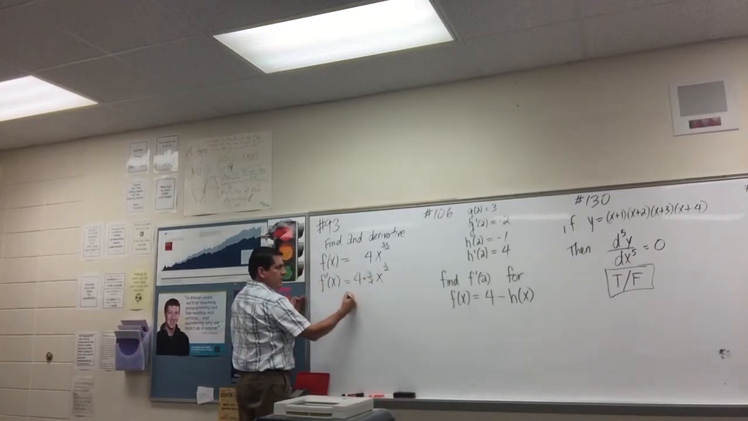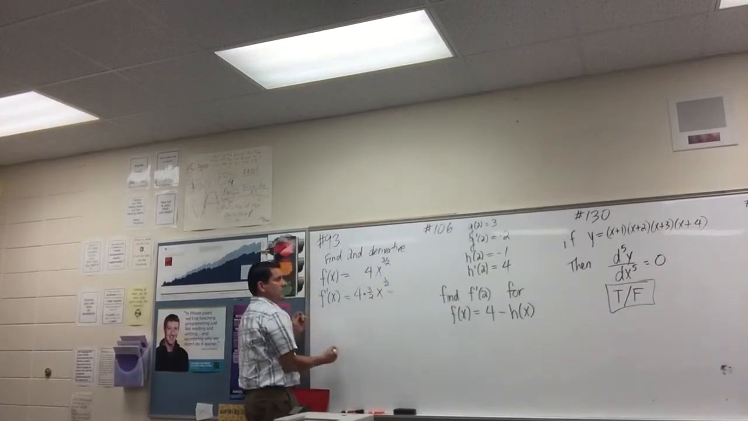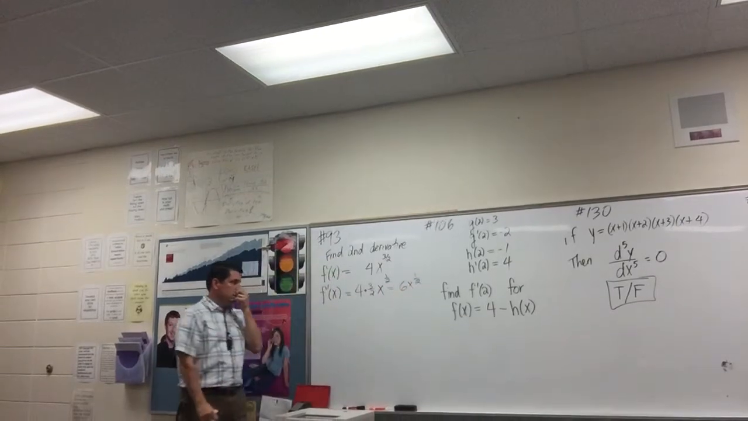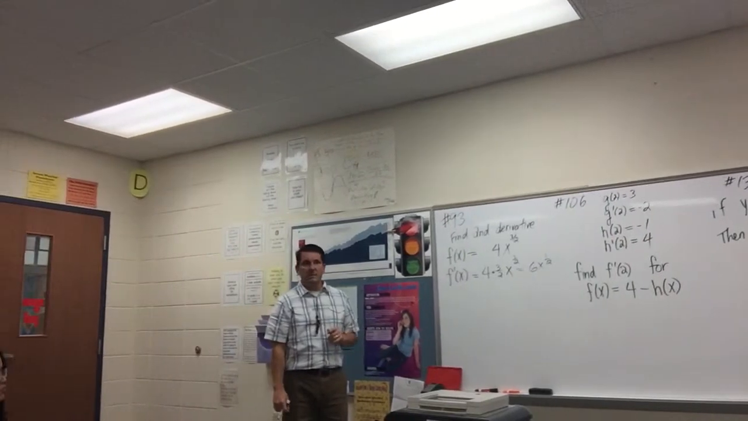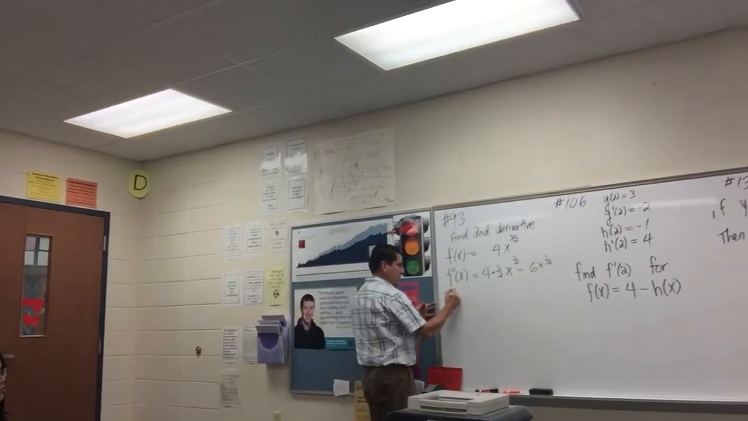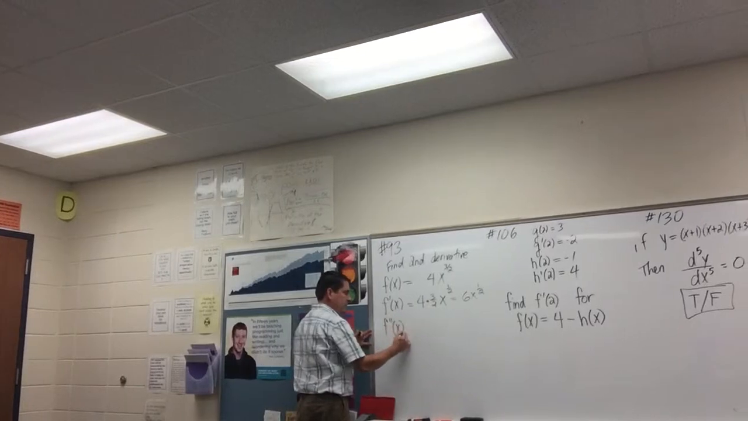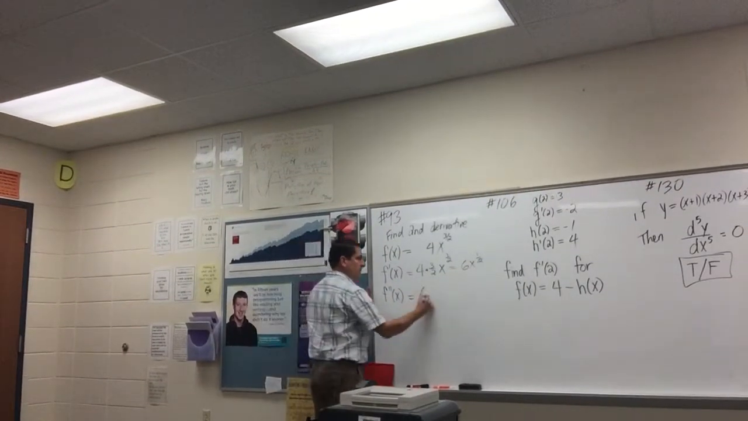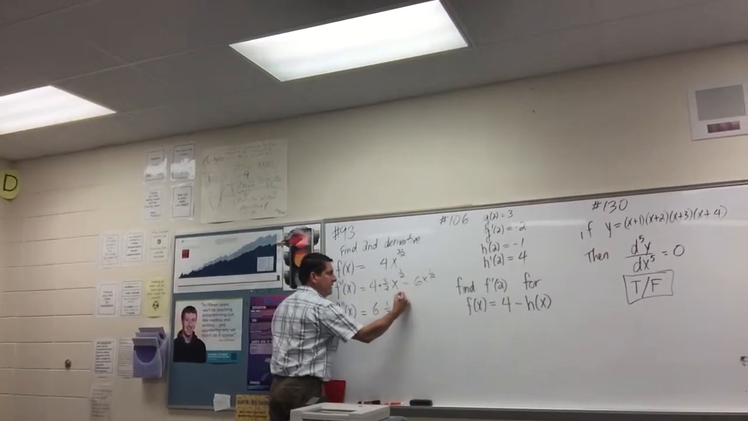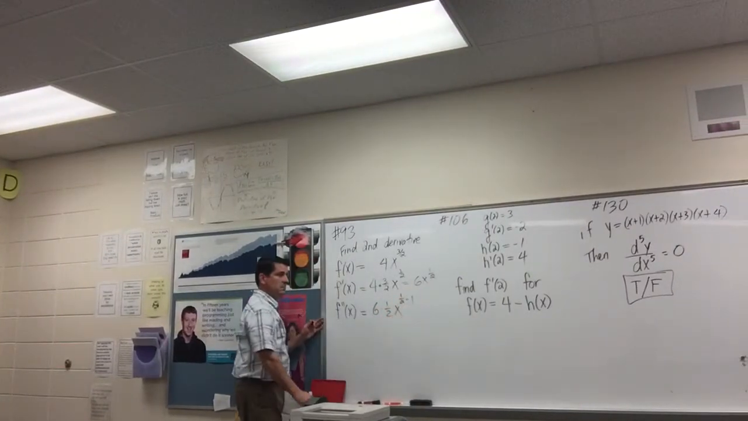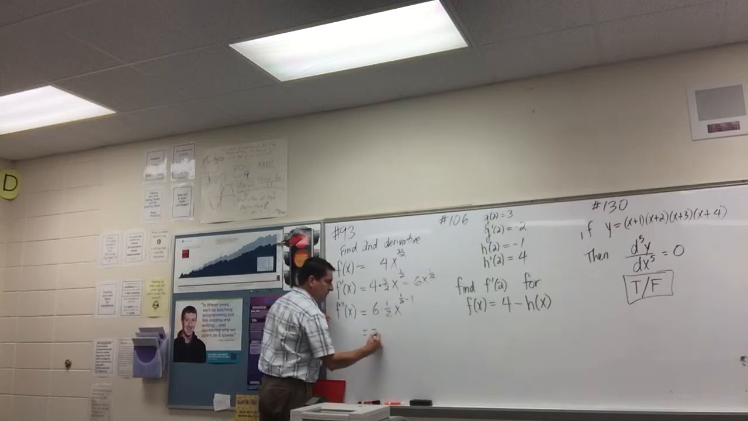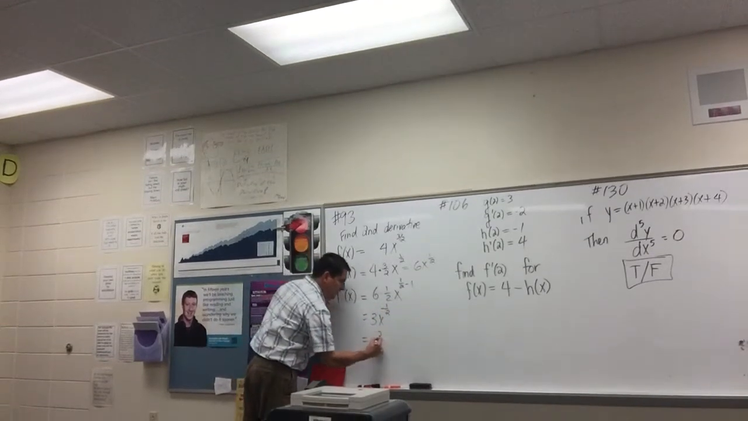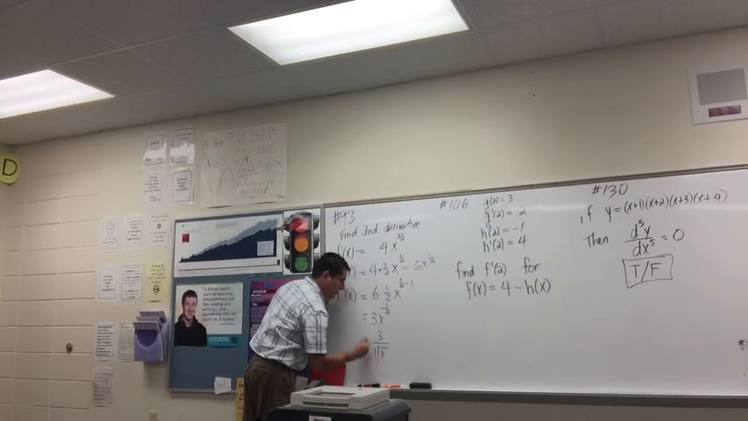And what does this become? This becomes 6x to the 1 half. Okay, 6x to the 1 half. Then the second derivative is the derivative of the first derivative. So it's 6 times 1 half times x to the 1 half minus 1, which is 3x to the negative 1 half, which is 3 over the square root of x.